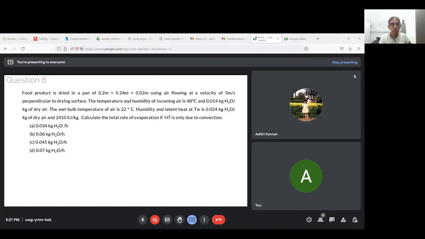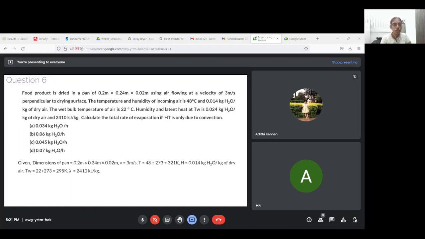A food product is dried in a pan of 0.2 meter by 0.24 meter by 0.02 meter using air flowing at a velocity of 3 meter per second perpendicular to the drying surface. The temperature and the humidity of the incoming air is 40 degrees Celsius and 0.014 kg H2O per kg of dry air. The wet bulb temperature is 22 degrees Celsius. The humidity at the wet bulb temperature is 0.024 kg of H2O per kg of dry air. The latent heat at the wet bulb temperature is 2410 kJ per kg. What we need to calculate is the total rate of evaporation if the heat transfer is only due to convection.